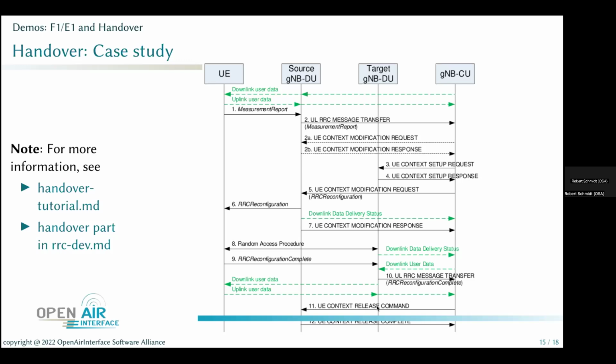And finally, we see the UE context release command that we also didn't see before, because of course at the source DU, the UE context is still there. So the CU tells the source DU, delete this UE.